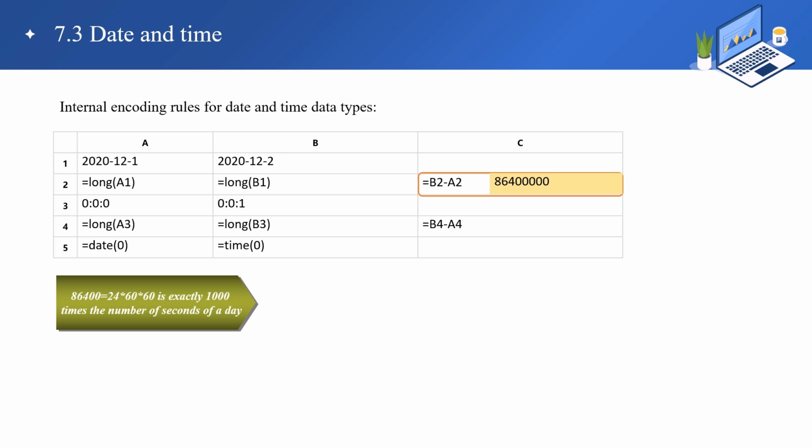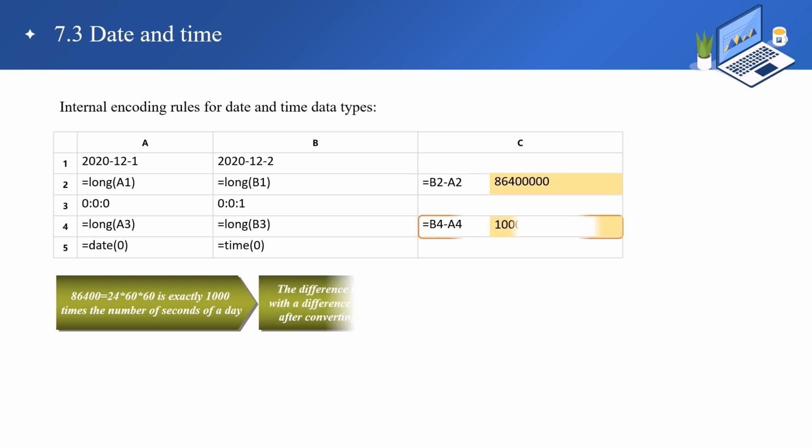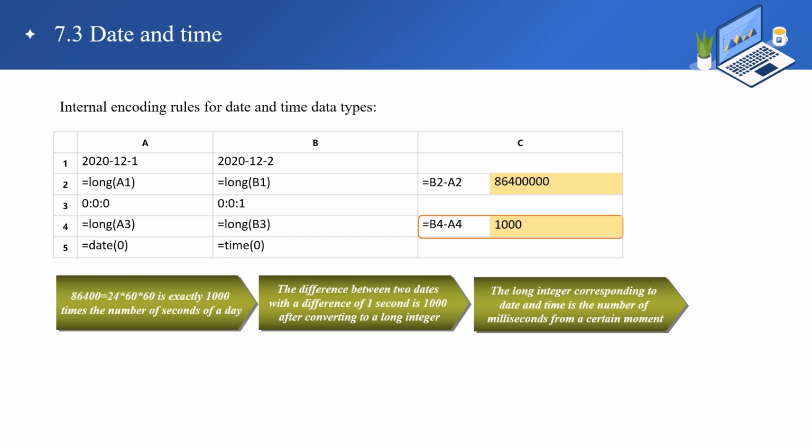Readers who often do date calculation will sensitively find that 86,400 is equal to 24 times 60 times 60, and it is exactly 1,000 times the number of seconds of a day. Then look at C4. The difference between two dates with a difference of 1 second is 1,000 after converting to a long integer. This confirms our idea that the long integer corresponding to date and time is the number of milliseconds from a certain moment.